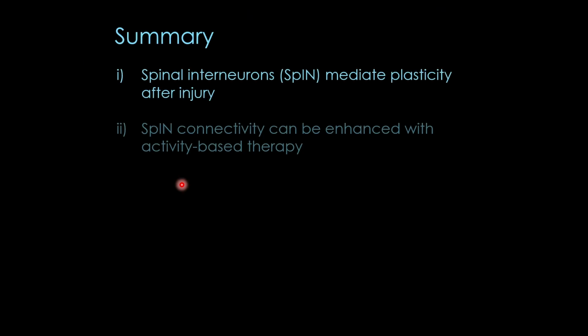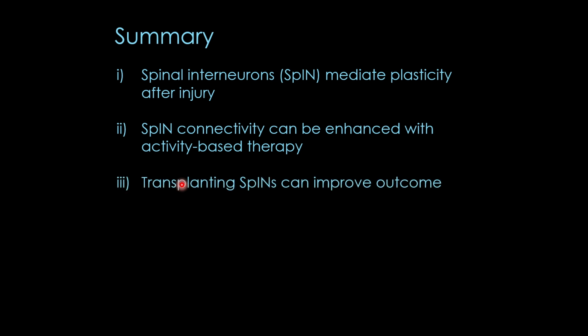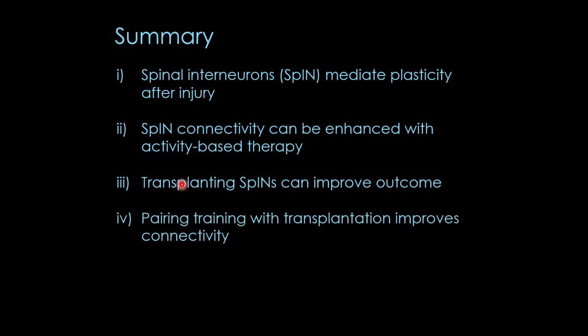So in summary, we know that spinal interneurons mediate plasticity after injury. That can be enhanced with activity-based therapies. Transplanting spinal interneurons can also facilitate improvements in phrenic motor recovery and diaphragm activity after injury. And by pairing both transplantation and activity-based therapies together, we're increasing the connectivity of these donor cells with our injured phrenic networks.